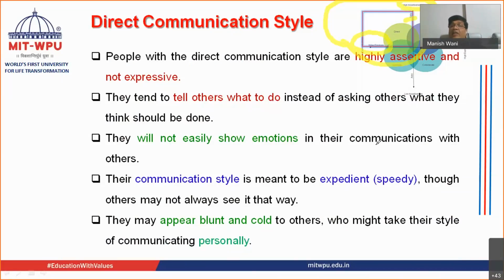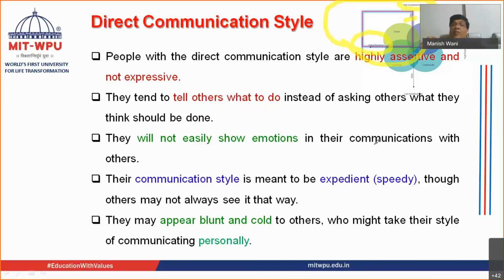He is that kind of person who tells, who doesn't ask, who tells things: this is how I want it to be done. And he hides his emotion. He is an emotionless person. He is not going to show any emotion while he is talking. His communication is of that type, whatever he may be at heart.